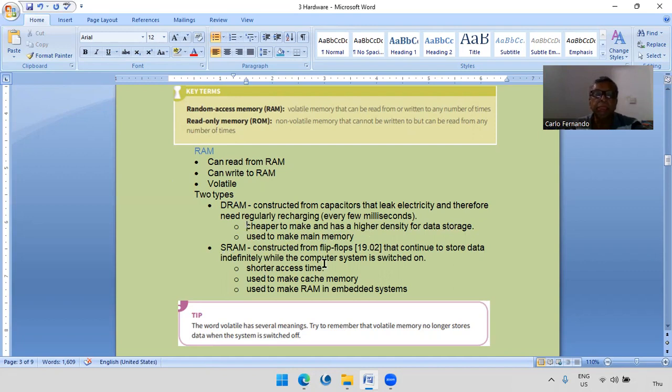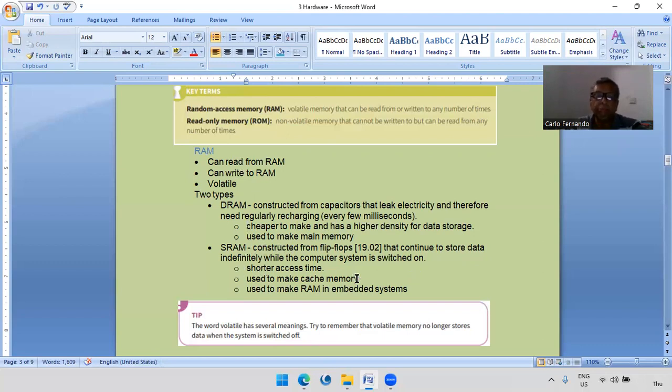Then SRAM, constructed from flip-flops. You will learn about flip-flops. These are circuits. We will learn in chapter 19. Circuits which can keep the current circulating inside the circuit, that continue to store data indefinitely while the computer system is switched on. So that's capable of keeping it. So no need to refresh every few milliseconds. You don't have to refresh because there is no leak. It retains the power.